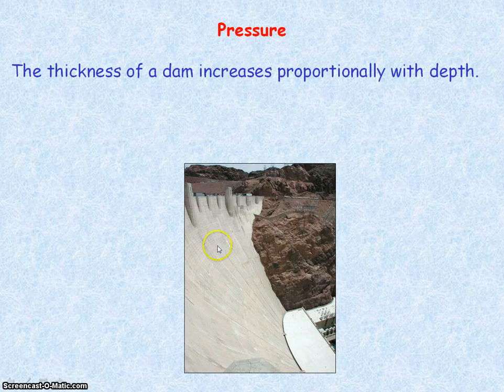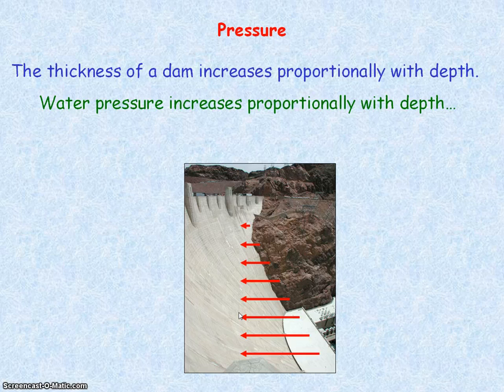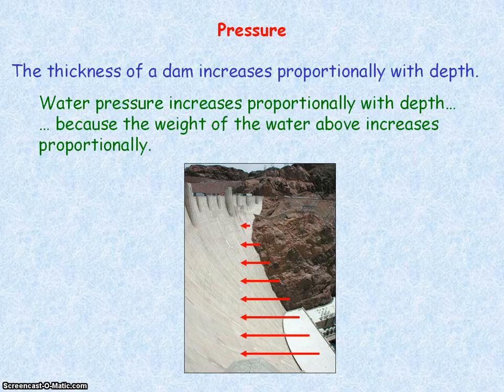This diagram is showing a dam, and you can see that as the depth increases, the thickness of the dam increases proportionally. And that's because water pressure increases proportionally with depth. And that's because the weight of the water above increases proportionally. And we're going to be proving this relationship between pressure and depth next.